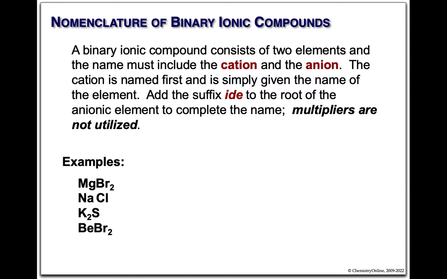This compound, our first element here is magnesium. We would simply write magnesium. Because this is an ionic compound, we will not use multipliers in the name. We will simply say, this is magnesium, this is bromine, the root is brome, and we will add IDE. That's it.